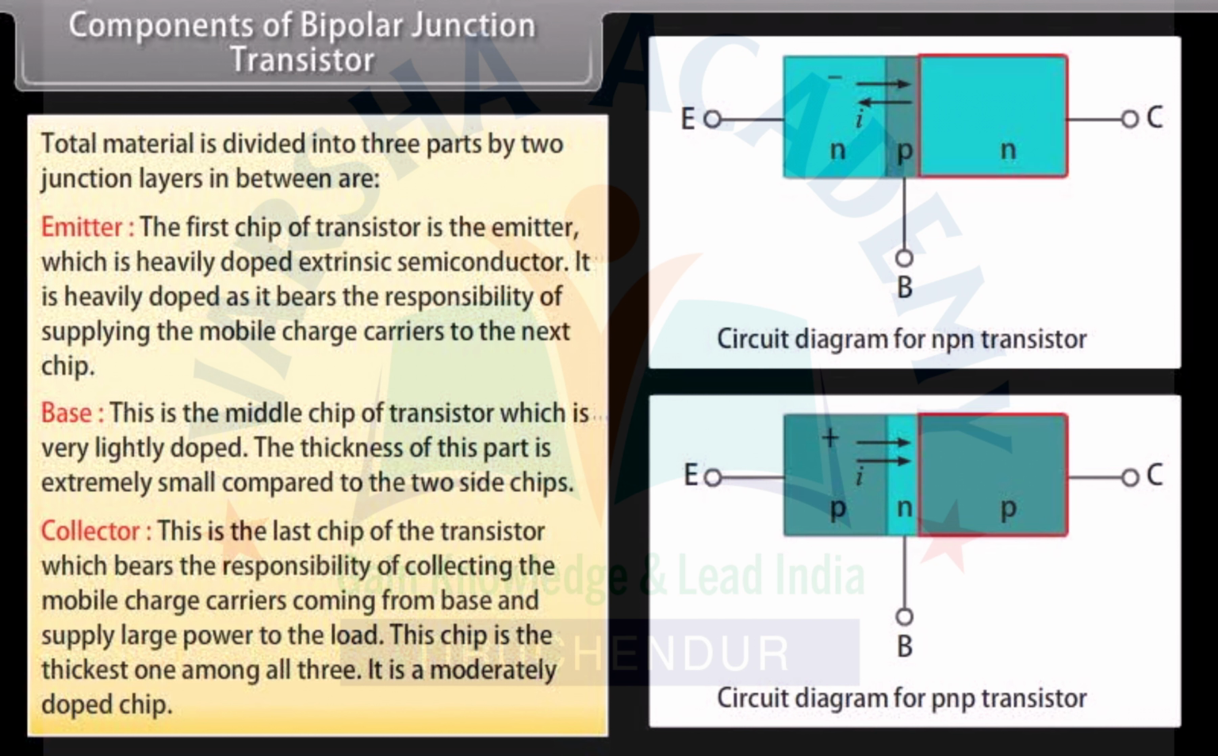Collector. This is the last chip of the transistor which bears the responsibility of collecting the mobile charge carriers coming from the base and supplying large power to the load. This chip is the thickest one among all three. It is a moderately doped chip.